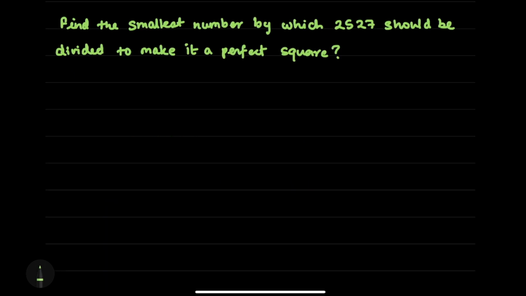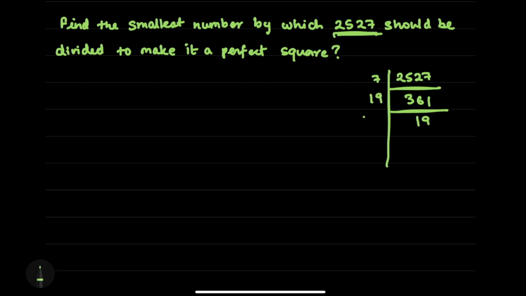So here we have a question where we need to find the smallest number by which we divide 2527 to make it a perfect square. We follow the same pattern of finding the prime factorization of 2527. Here we get 7 into 361, and then we get 19, 19, and that comes out to be 1 again. So our prime factorization of 2527 is 7 into 19 into 19. Here 19 makes a pair, but 7 is unpaired.